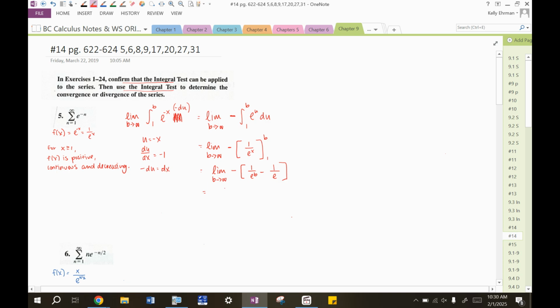1 over infinity is 0 minus 1 over e. And this negative gets distributed through, or maybe you had it in your antiderivative already. So this would be 1 over e. Remember, this is what the integral converges to. This just tells me that the series from 1 to infinity of e to the negative n converges. So it converges by the integral test, but it does not converge to 1 over e.